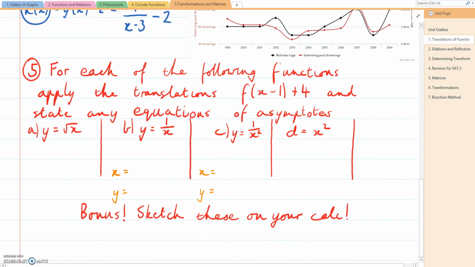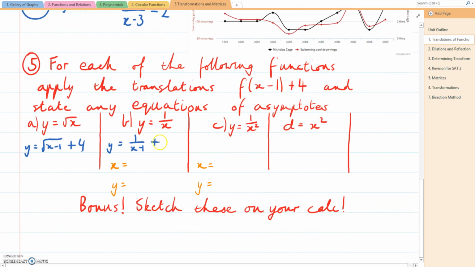For each of the following functions, apply the translations of x minus 1, that's a positive translation of 1 unit to the right, and plus 4, so that's up 4 units, and state any equations of asymptotes. So this is going to become y equals the square root of x minus 1, plus 4, no asymptotes there. y equals 1 over x minus 1, plus 4, and we've got asymptotes at x equals 1 and y equals 4. y equals 1 over x minus 1 squared, plus 4. Asymptotes again at 1 and 4. And y equals, well, that shouldn't be d, sorry, that should be y equals x minus 1 squared plus 4, meaning that we've been translated 1 unit right and 4 units up.